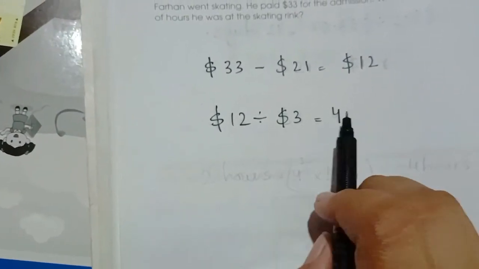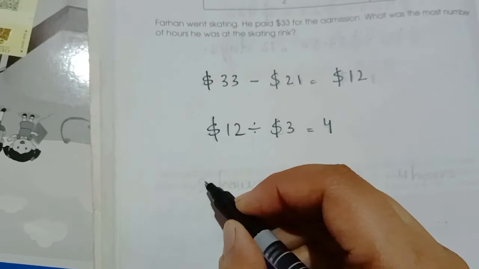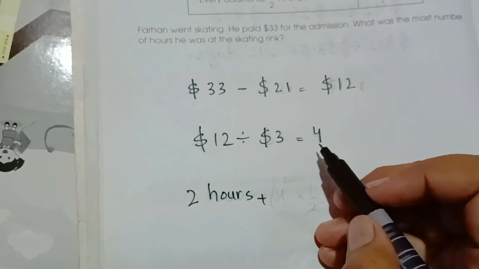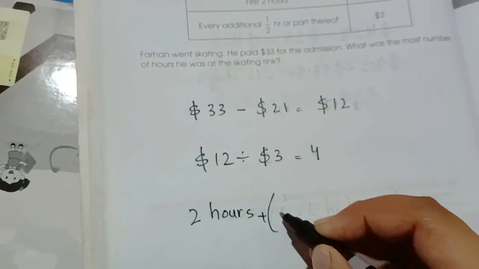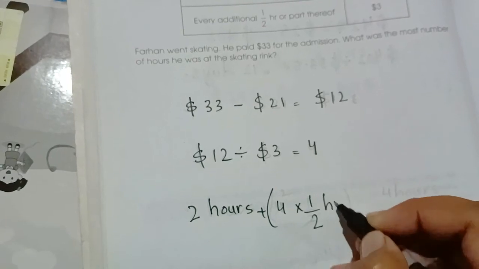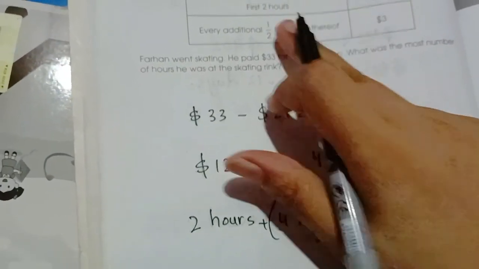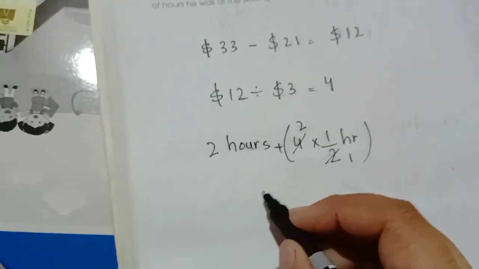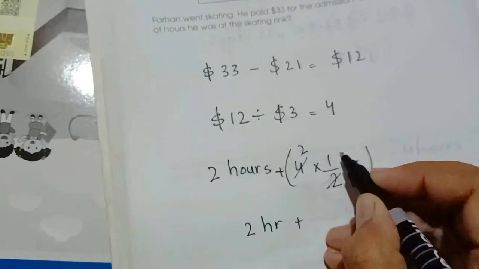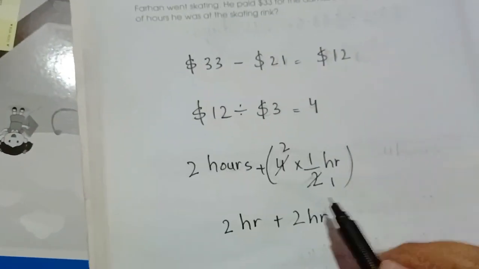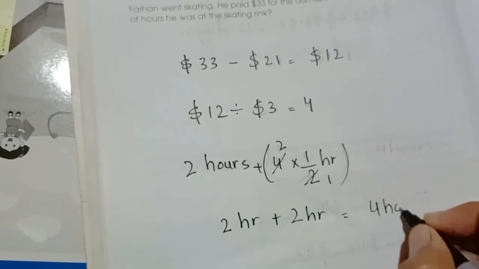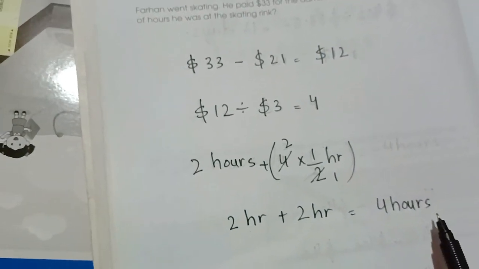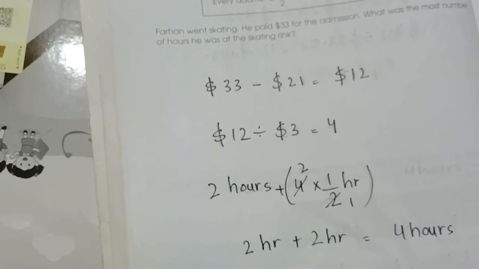Now we have 2 hours plus 4 multiplied by half hour. So 4 and half we can multiply from this. 2 1s are 2, 2 2s are 4. The remaining numbers are 2 hours plus 2 1s are 2, 2 hours. So it means 2 plus 2 is 4 hours. Farhan can spend a total of 4 hours in the skating rink. So this is the last question of your revision.